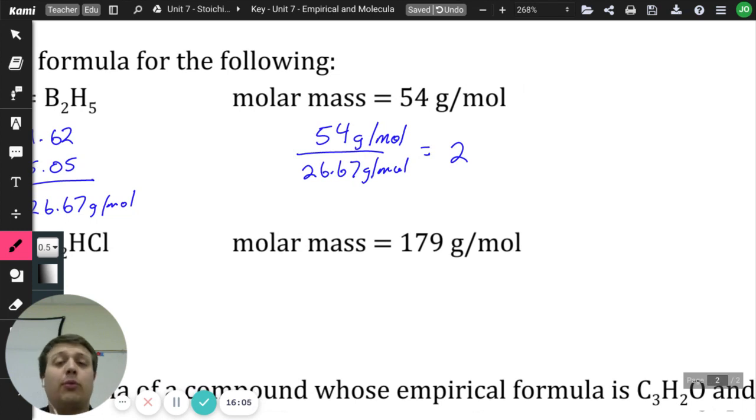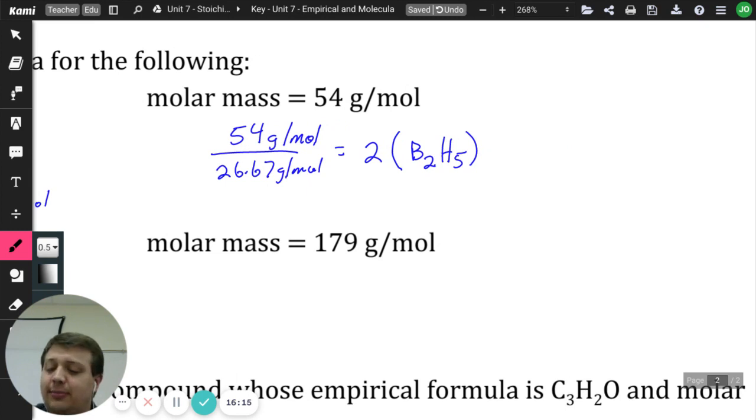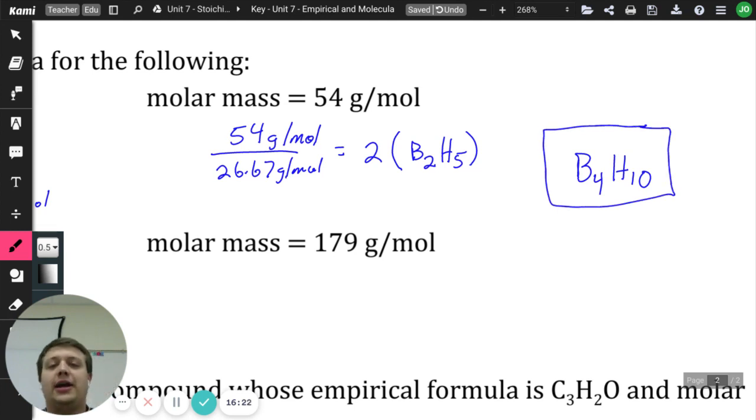Well, that is your multiplier. So I'm going to take this 2 and multiply it by my B2H5. What does that give me? I have B4H10. And this would be my molecular formula. I have 2 borons, but I multiplied by 2 because that is my multiplier, right? And then I get 4 from that. Same thing with hydrogen: I multiply that 5 by that 2.